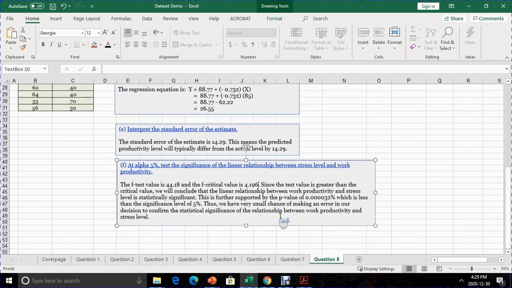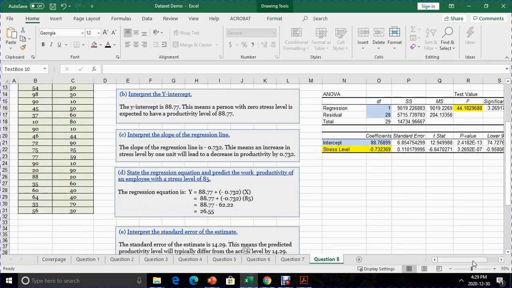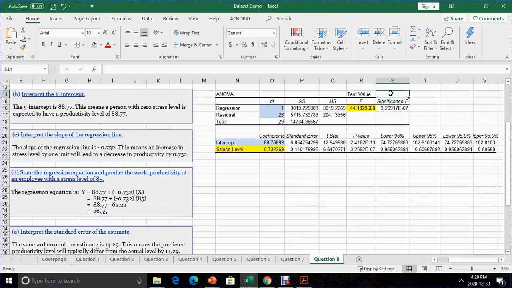This is even further supported by the p-value. So let's take a look at the p-value. The p-value here is given as 3.26917, and then you notice an exponent. There's an e, which represents an exponent of negative 7. What that means is you need to move the decimal place 7 times to the front, and then you end up with 0.000003269, and that is what it means.